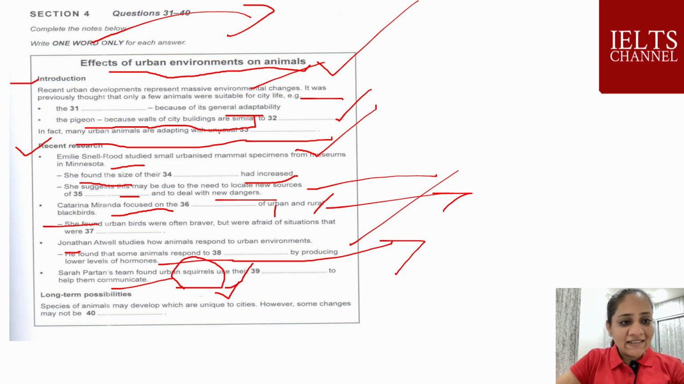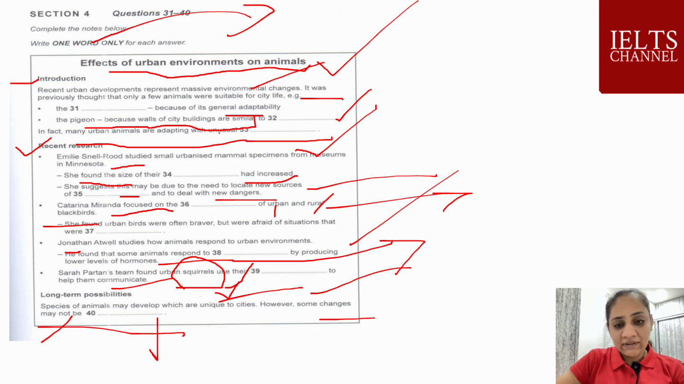Fine. The last one is for the long term possibilities. Species of animals may develop which are unique to the cities. However, some changes may not be dash. So some species of animals may develop which are unique to the cities, but however, some changes may not be. Here you have to focus on the negative one. Some changes may not be dash. So here you can write the answers for the negative.